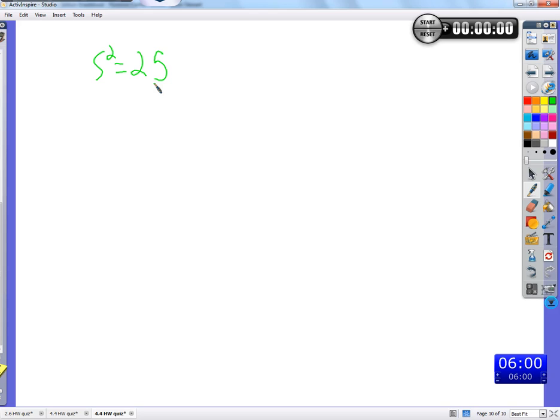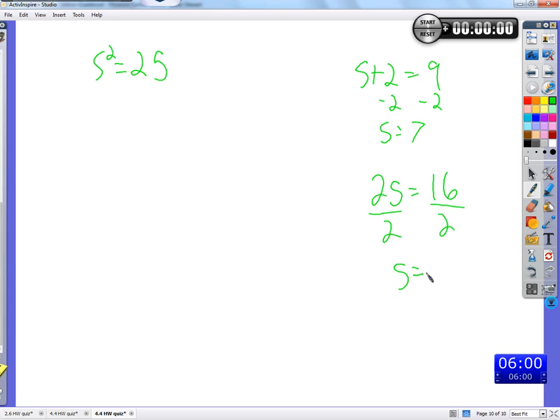So, we want to think in terms of a previous equation where we want to get the variable by itself. We want to do the inverse operations of the operations that are being done to it. Okay? So if it was s plus 2 equals 9, we would subtract 2 on both sides and get s equals 7. If it was 2s equals 16, we would divide by 2 on both sides and get 8.